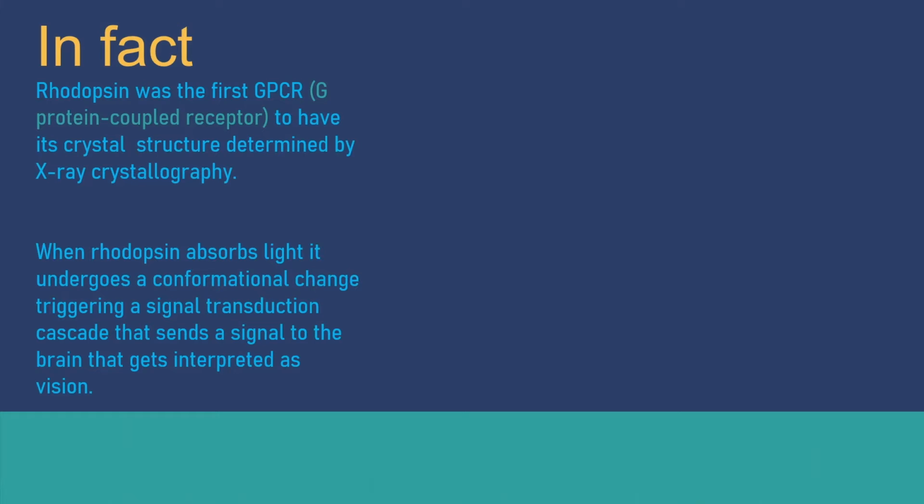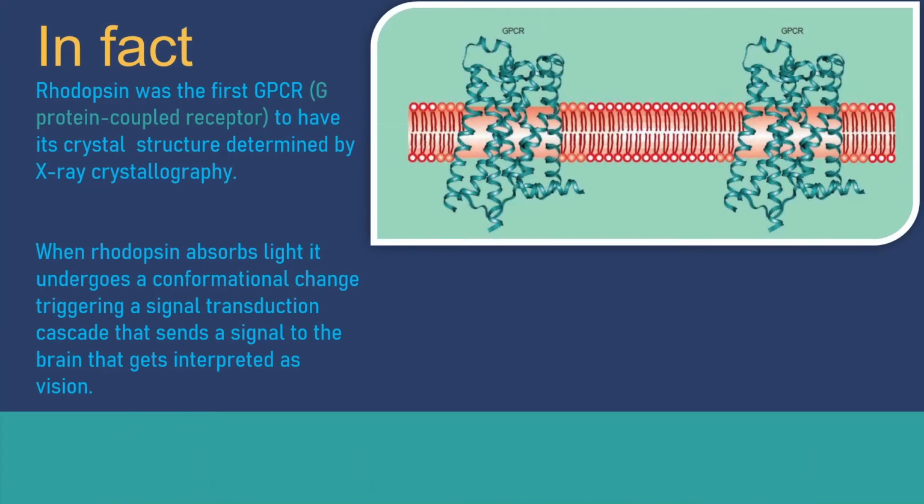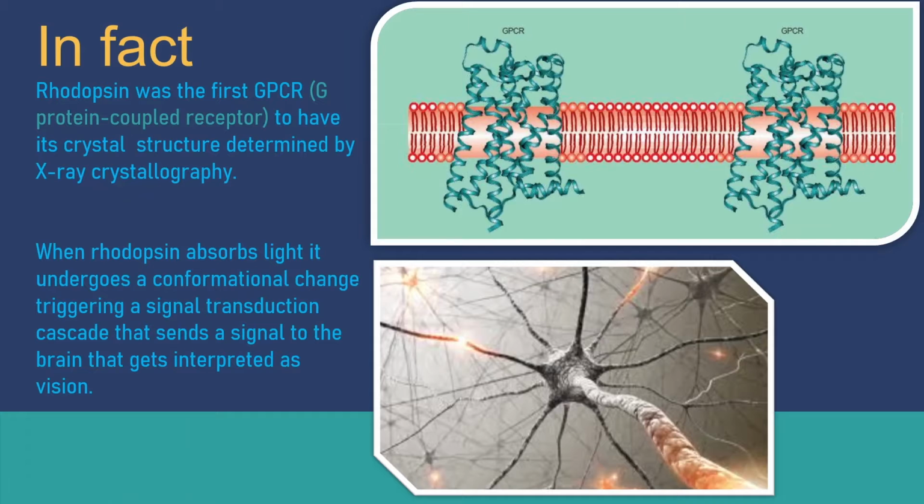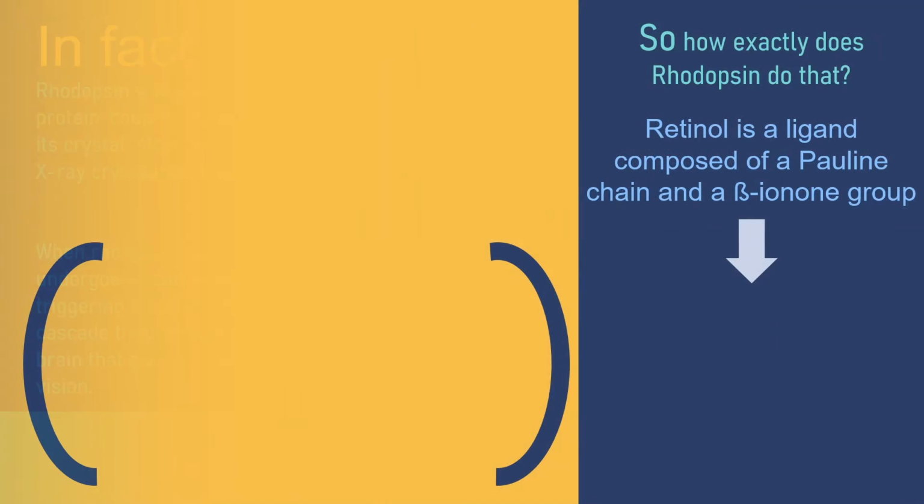In fact, rhodopsin was the first G-protein coupled receptor, or GPCR, to have its crystal structure determined by X-ray crystallography. When rhodopsin absorbs light, it undergoes a conformational change, triggering a signal transduction cascade that sends a signal to the brain that gets interpreted as vision. So how exactly does rhodopsin do that?